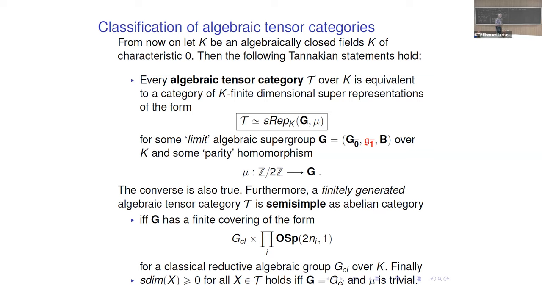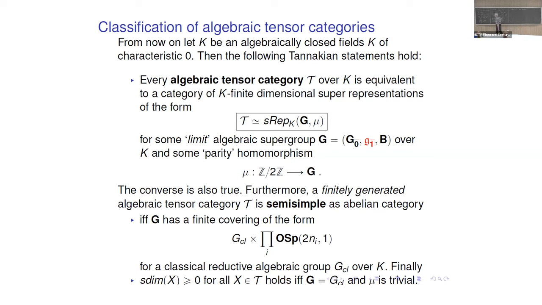And there's this mu. This mu is just a homomorphism into the classical group itself, which indicates the eigenvalues of the non-trivial element here. If you have a representation of G, you get a map into the endomorphisms of the representation. The minus element here, its eigenspaces, give you the even and the odd part of the representation. So the mu encodes the super structure on the representations. This is a complete set of data. So every supergroup with the mu gives an algebraic tensor category and vice versa.